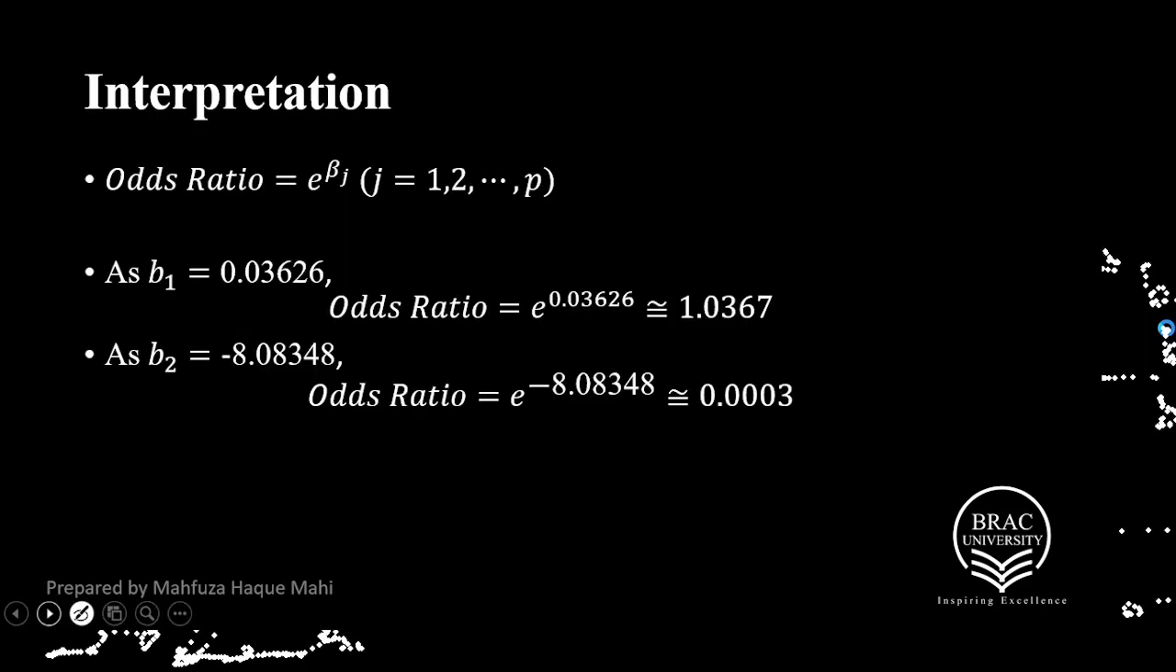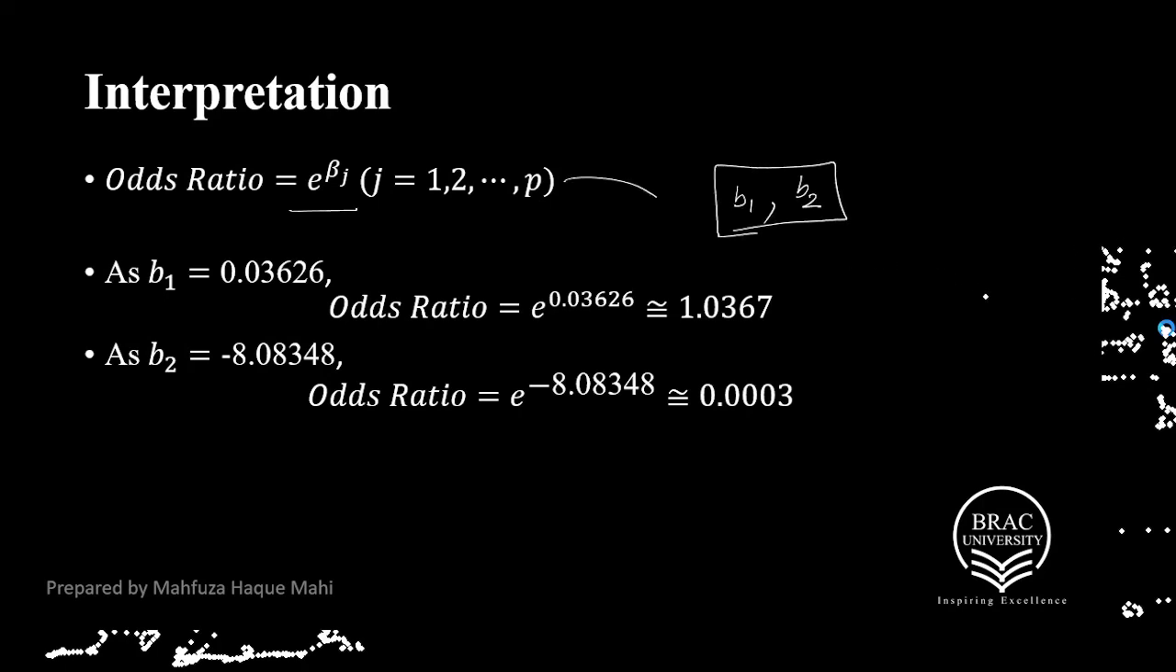So previously I have told there is an interesting relationship between odds ratio and the regression coefficients. So this is the relationship where odds ratio equals e to the power beta j, where j belongs to 1 to p, where p is the number of explanatory variables. So in our problem we have two explanatory variables, and we also know the values of b1 and b2. So from the values of B1 and B2, using this relationship, we can also calculate odds ratio.